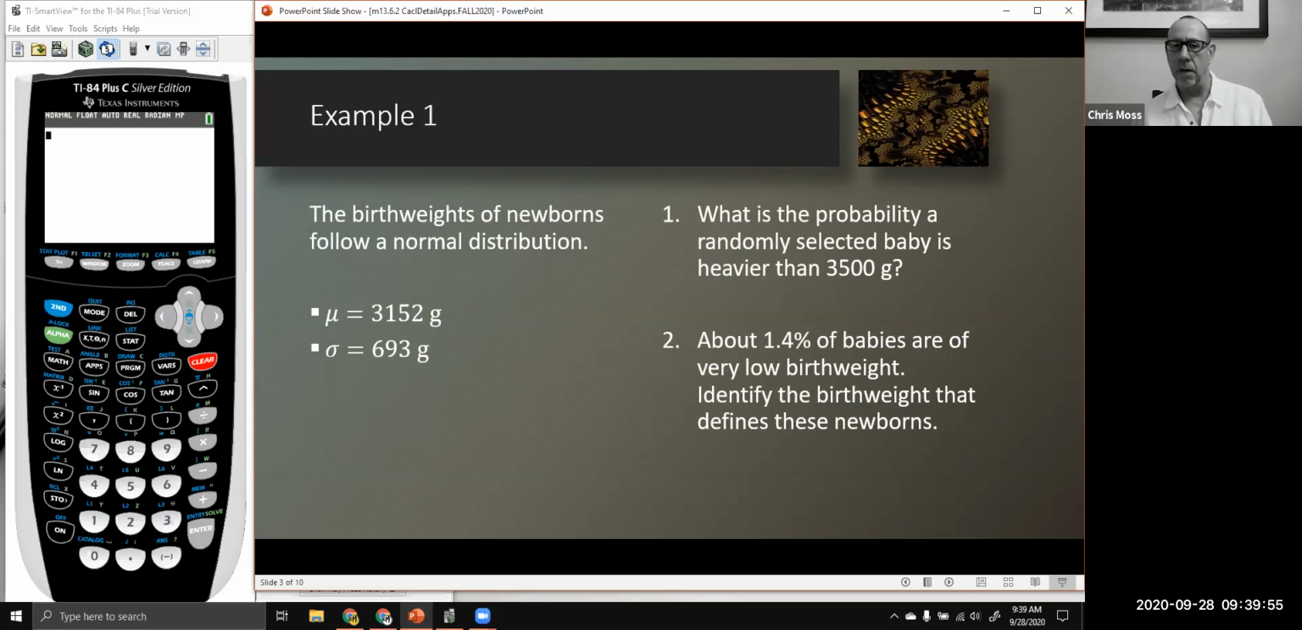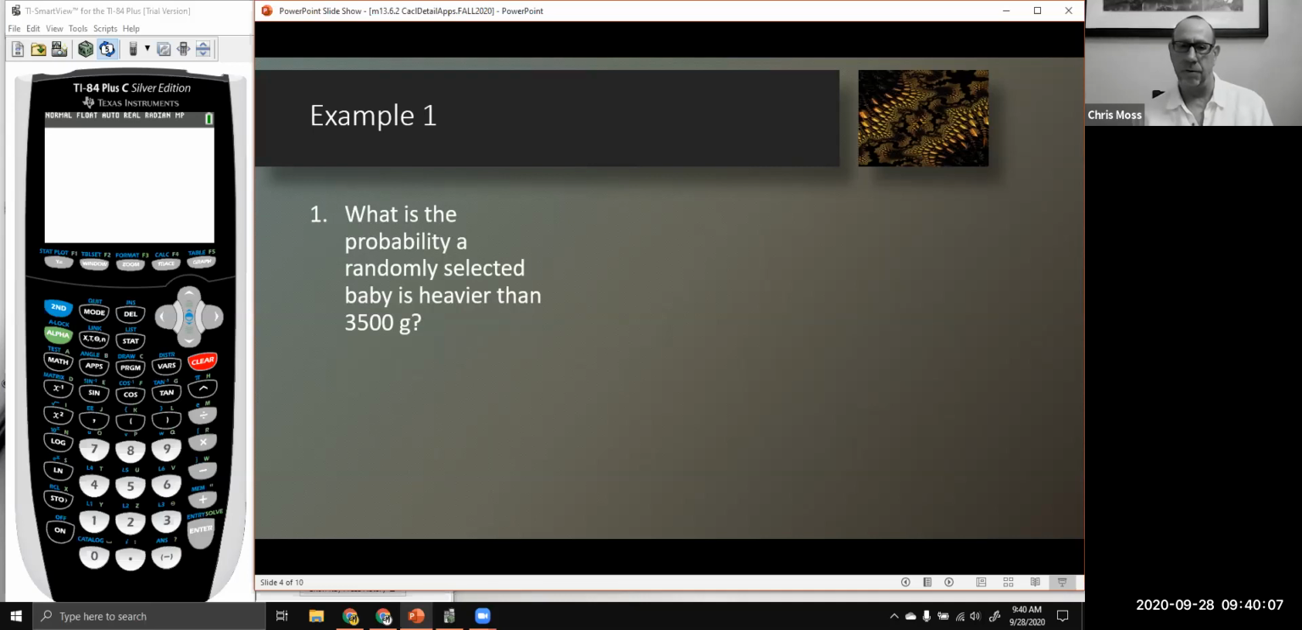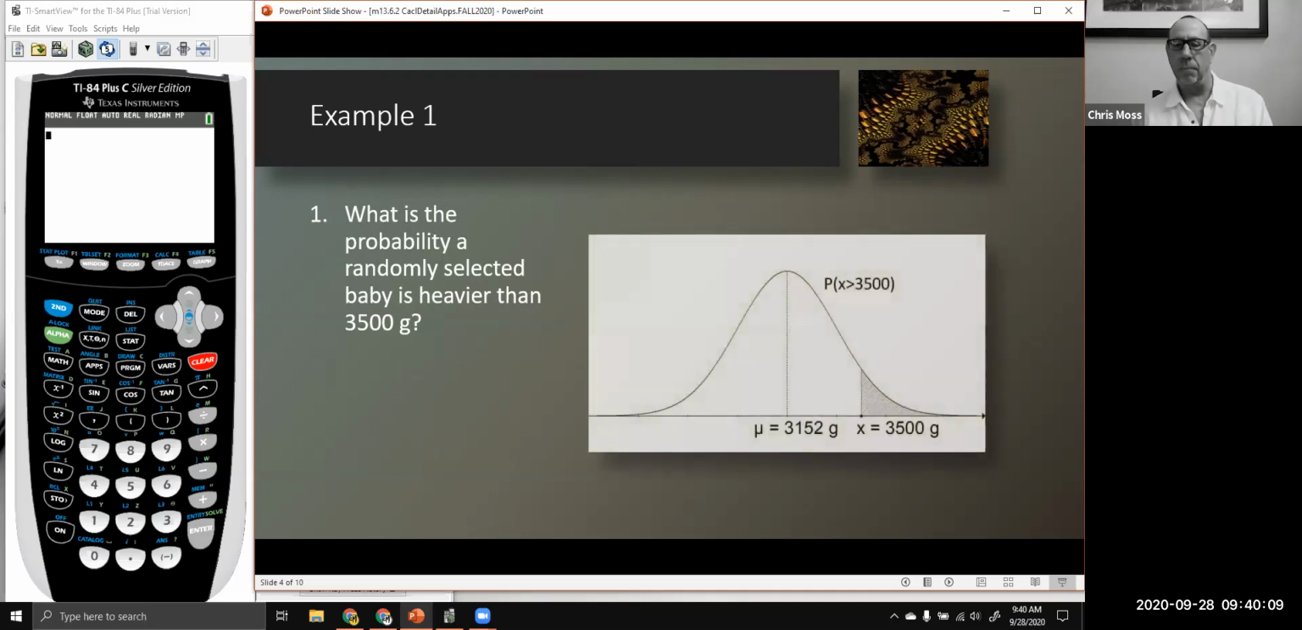So, you can see we've got the two types of questions. We have a question about probability and a question about scores. All right, probability first. We want to find the probability that that little baby is bigger than 3,500 grams. I really think a picture is very, very important here. So that's the piece of real estate I'm looking for. That area will be the probability that a randomly selected baby is heavier than 3,500 grams.